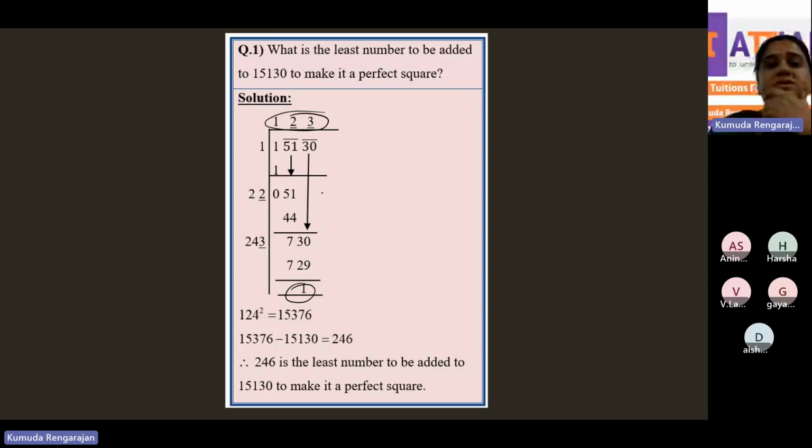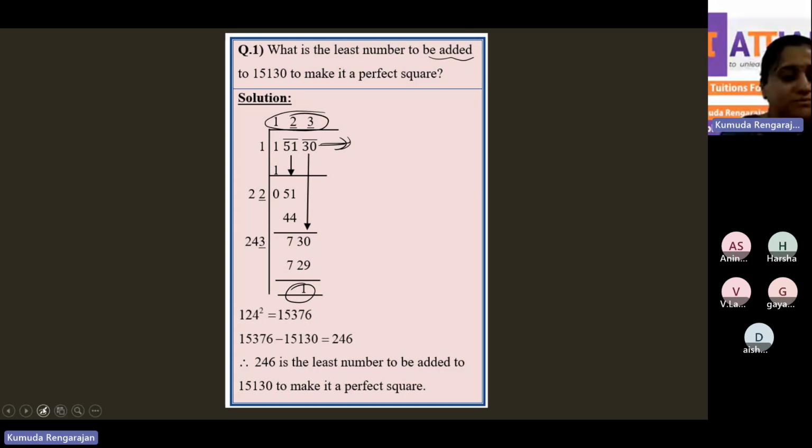Now the question is, children, you'll have to listen now. The question is, what is the number to be added? That means you should make this number bigger, right? Added meaning you should make it bigger.